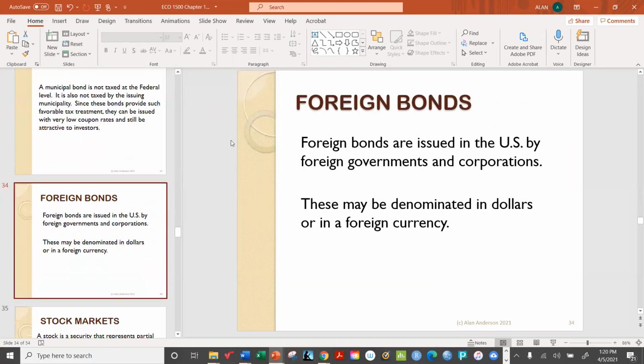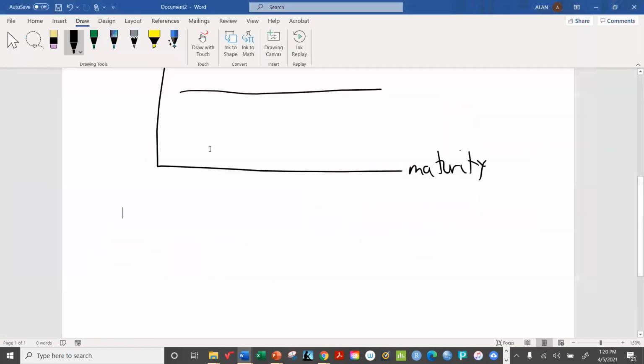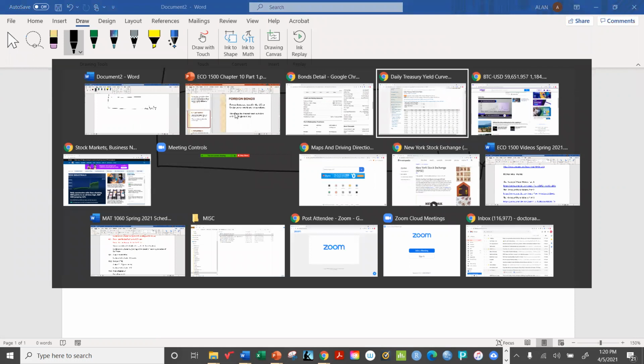And then finally, we have foreign bonds, which are issued either by foreign governments or foreign corporations. They may then be issued in dollars or in the foreign currency. There's not that much interest in the foreign currency bonds, but foreign dollar bonds, we see fairly regularly. In fact, let's go back to FINRA for a second so you see what I mean.